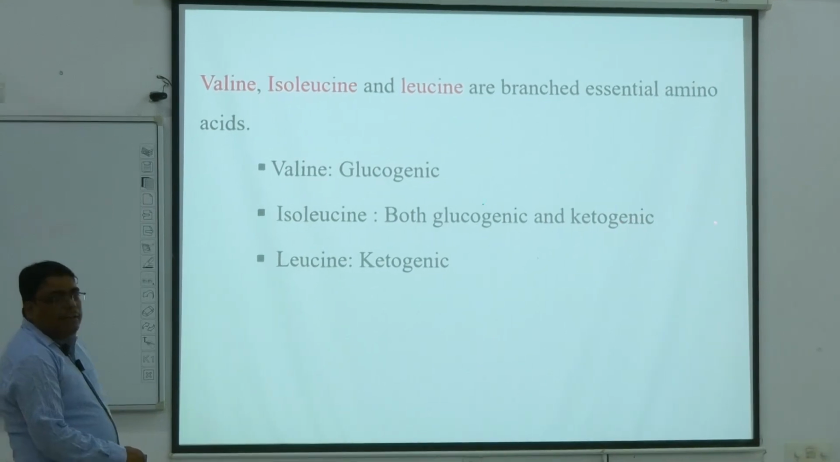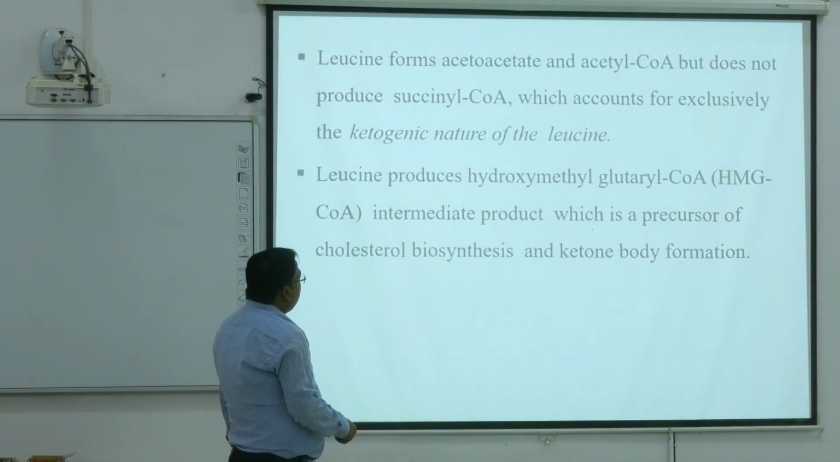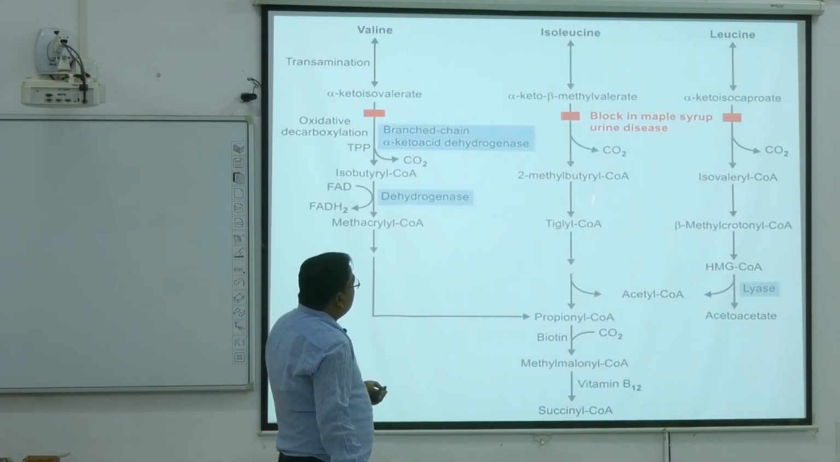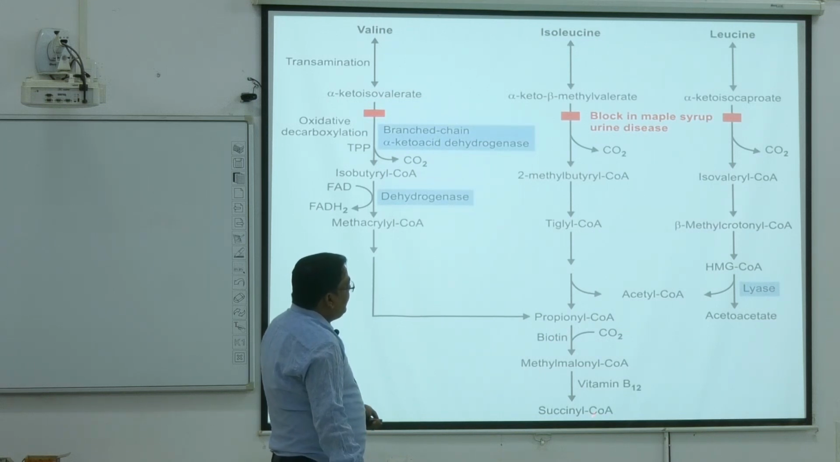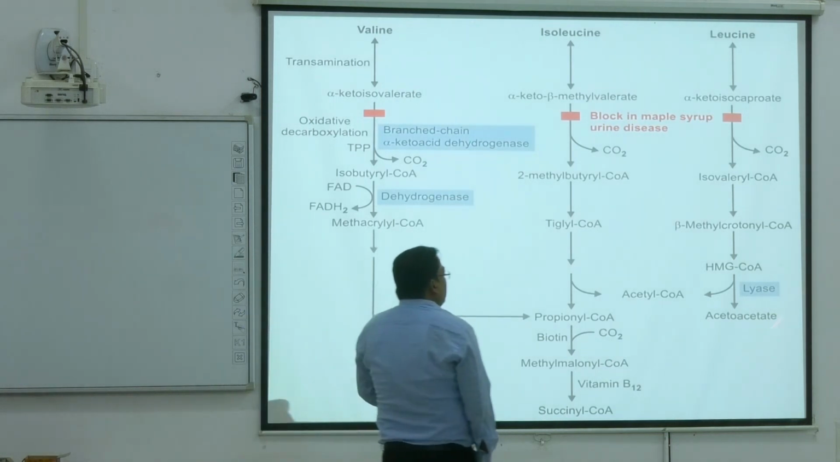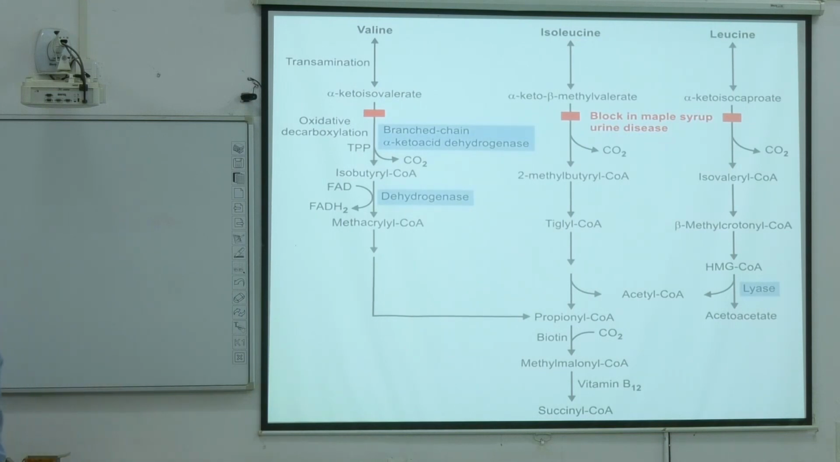Isoleucine is both glucogenic and ketogenic. Let's see. You will see propionyl CoA, methylmalonyl CoA, and lastly succinyl CoA. That is a glucogenic amino acid, and that is a ketogenic amino acid. So these are the metabolic pathways for the catabolism of branch chain amino acids.